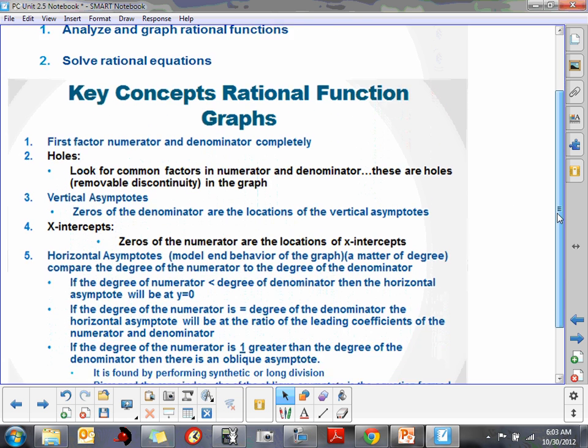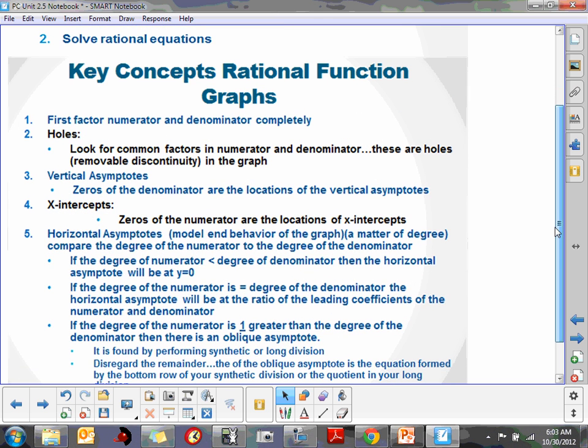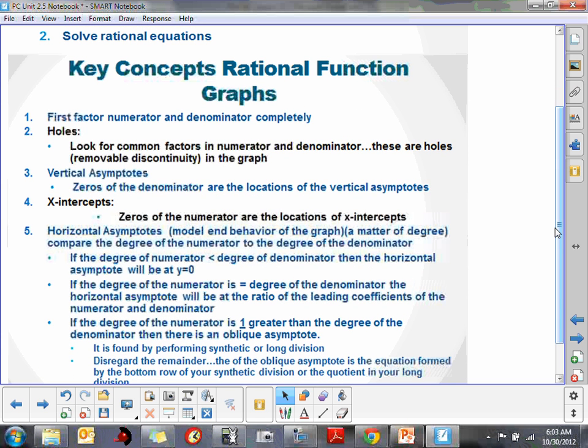There are 3 different possibilities for horizontal asymptotes, and we've got to make sure that we go through these rules and how to find the location of them. First of all, whenever you're doing horizontal asymptotes, remember that horizontals always model the end behavior of the graph. Don't look in tight towards the origin or your vertical asymptotes. Look at what happens when x approaches infinity.